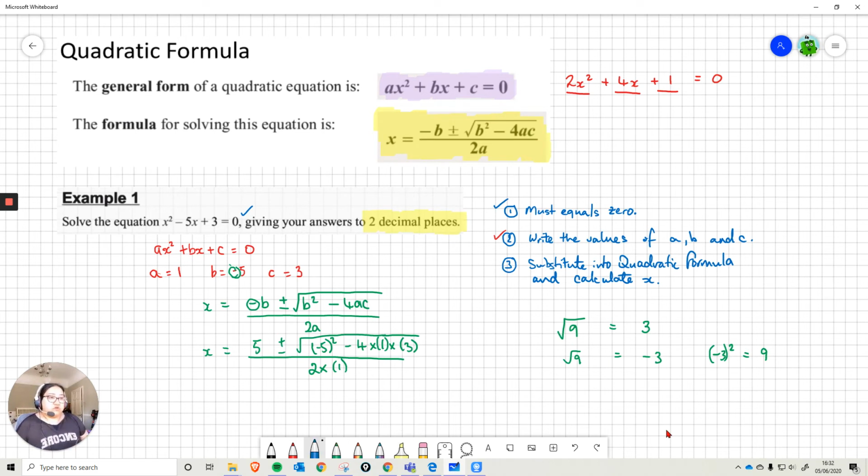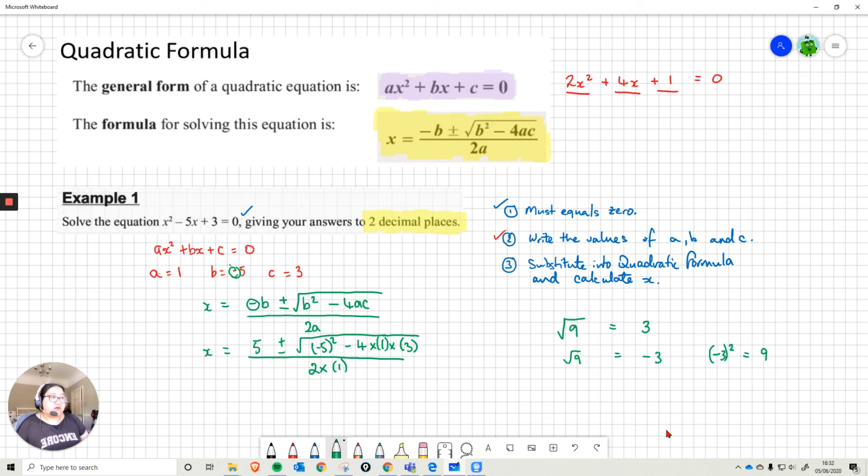So we have to do this twice because we have to add the square root and subtract the square root. And there's a couple of ways that you can do this. The first method is by putting all of this into the calculator, but just doing 5 add the square root of all of this divided by 2 times 1. Write down your answer, and then do 5 subtract the square root of everything divided by 2 and write down your answer. Or you can simplify the calculation first before entering anything into the calculator.